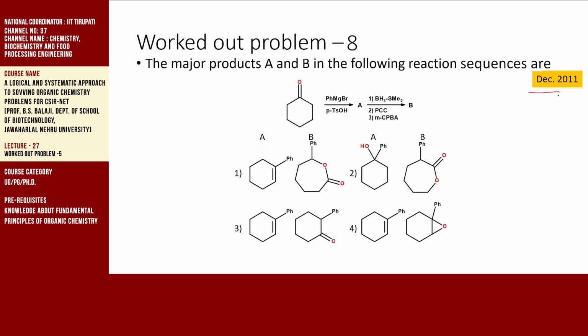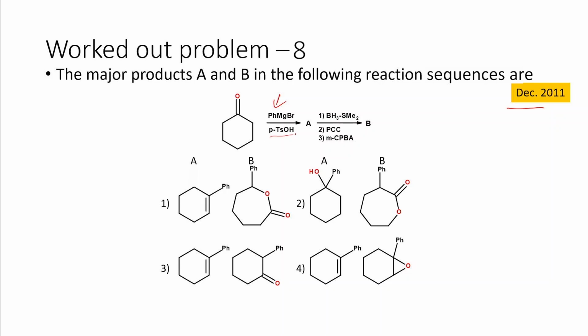So this question was asked in December 2011. The major products A and B in the following reaction sequences are: we have cyclohexanone as the starting material. Phenyl magnesium bromide is treated in the first step. Next, it is also treated with paratoluene sulfonic acid. We end up with an intermediate A. This intermediate A is further treated with borane dimethyl sulfide complex in step 1, followed by pyridinium chlorochromate in step 2, and metachloroperoxybenzoic acid in step 3. So 3 steps are carried out and we finally end up with the product B. So these are the 2 sequences of reactions that are happening.